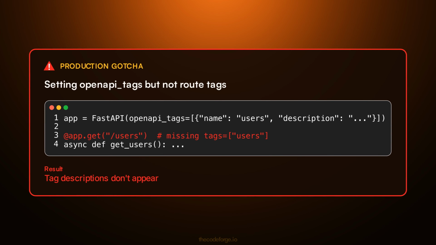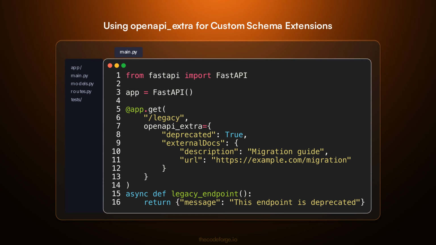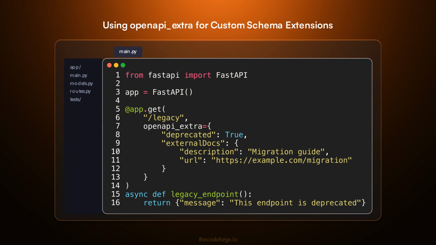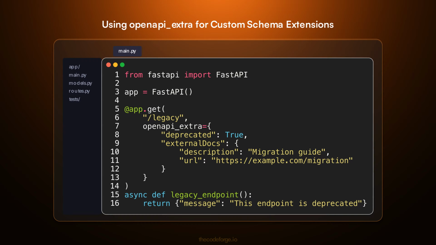If you set openapi_tags but forget to add tags to your routes, the tag descriptions won't show in Swagger UI. Both are required. The article mentions json_schema_extra for per-field overrides, but FastAPI also supports openapi_extra on path operations to inject arbitrary OpenAPI fields, e.g., deprecated, security, or external docs. This is useful for adding metadata that Pydantic models don't cover.